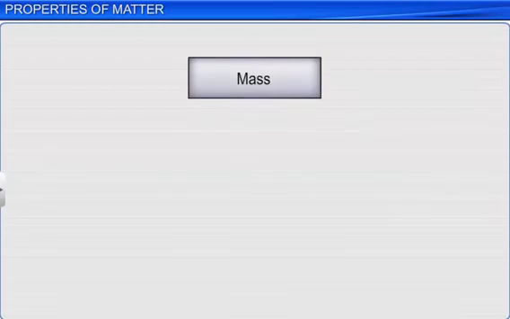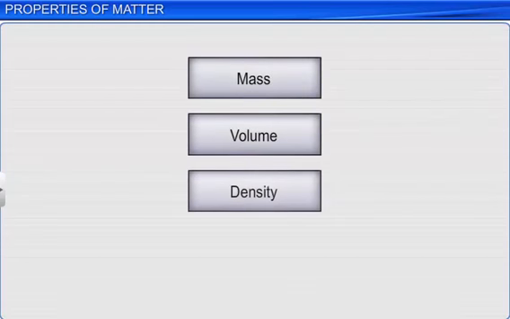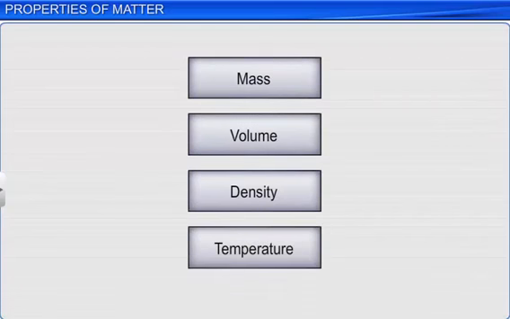Now, let's look in detail at some common quantitative measurements that we will come across in our modules. These are mass, volume, density, and temperature.